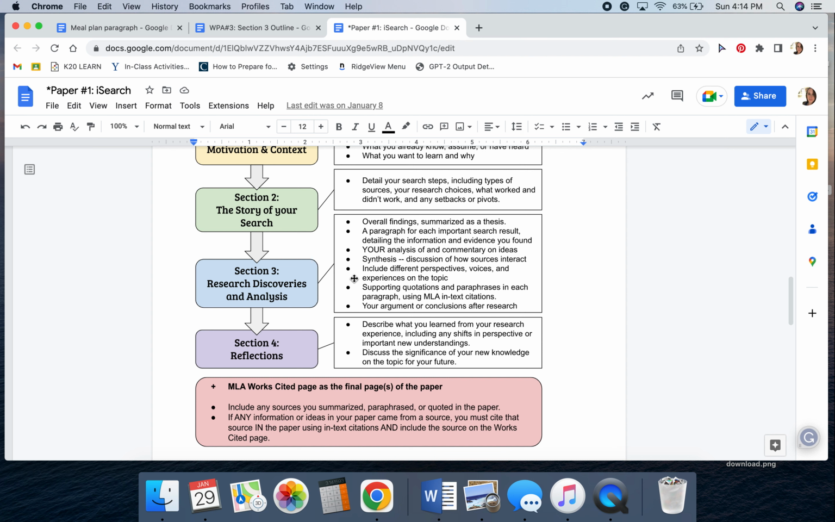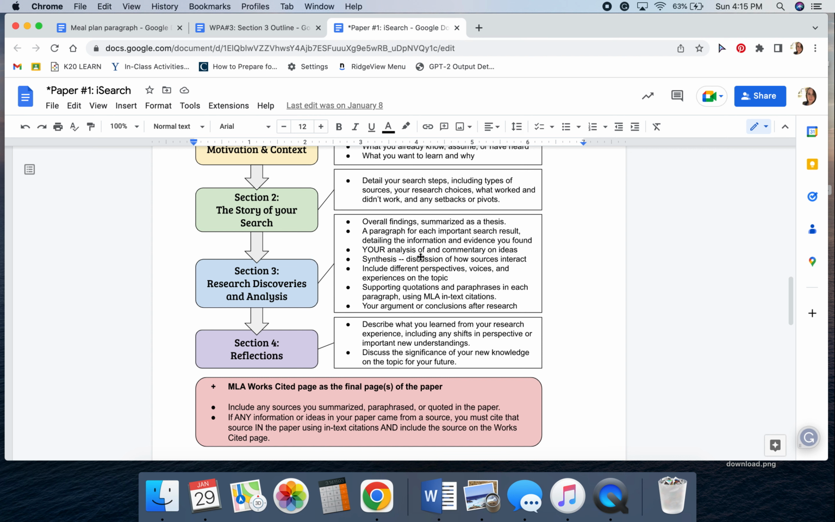So each key thing you found out that's related to your research question and that's unified, right? If you found out something not related, you're not going to include that. But key things related to what you found out, with your analysis and commentary on each of those ideas.